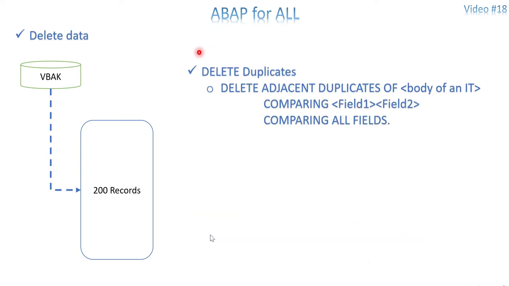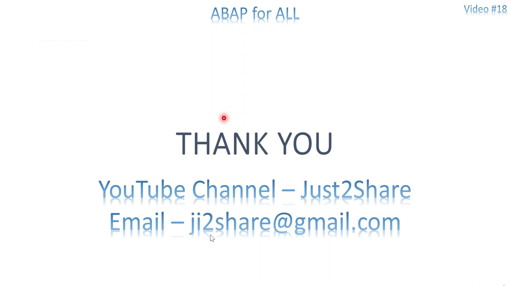And another one, this one we have seen in for all entries, delete duplicates. So if you want to delete the duplicates, use delete adjacent duplicates from the internal table comparing field 1, field 2. So if you want to use more than one field, separated by space, you can use field 1, field 2. Suppose if you want to compare all the fields, then you have a syntax like comparing all fields. You don't have to list all the fields over here. If you decided I want to delete the duplicates by comparing all the fields, use the keyword called comparing all fields. Okay. And yeah, that's it. I'll show you the sort, delete, and all the clear statements in the system.